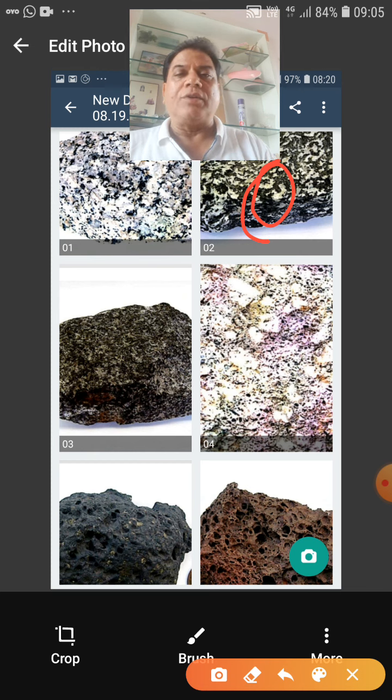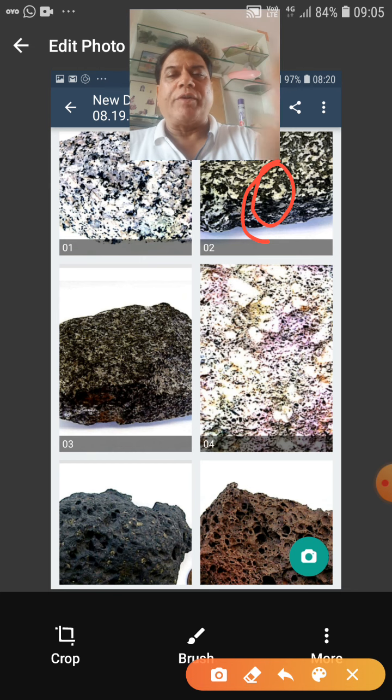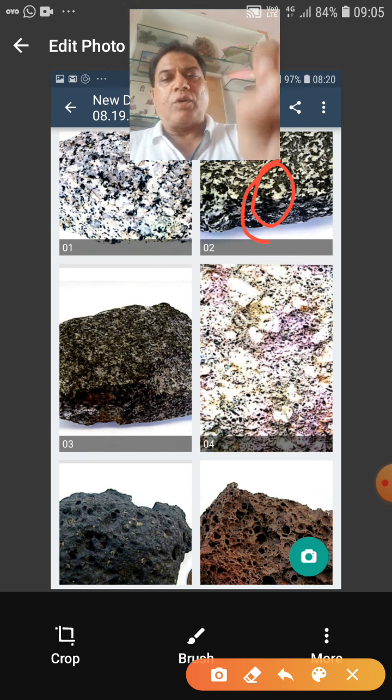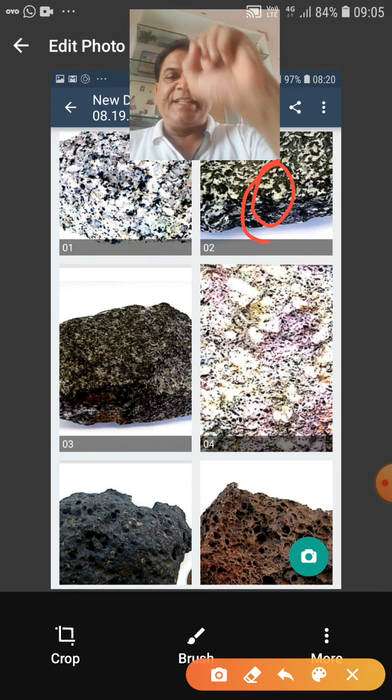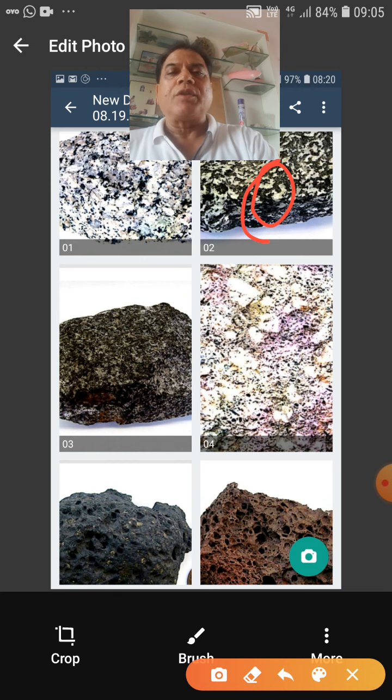So this is all for this lecture, to acquaint you with the different textures and how the different rock types are named on the basis of texture and mineral composition. In my next video, I will discuss another set of rocks, how they appear in hand specimen and what their different textures and mineral compositions are.